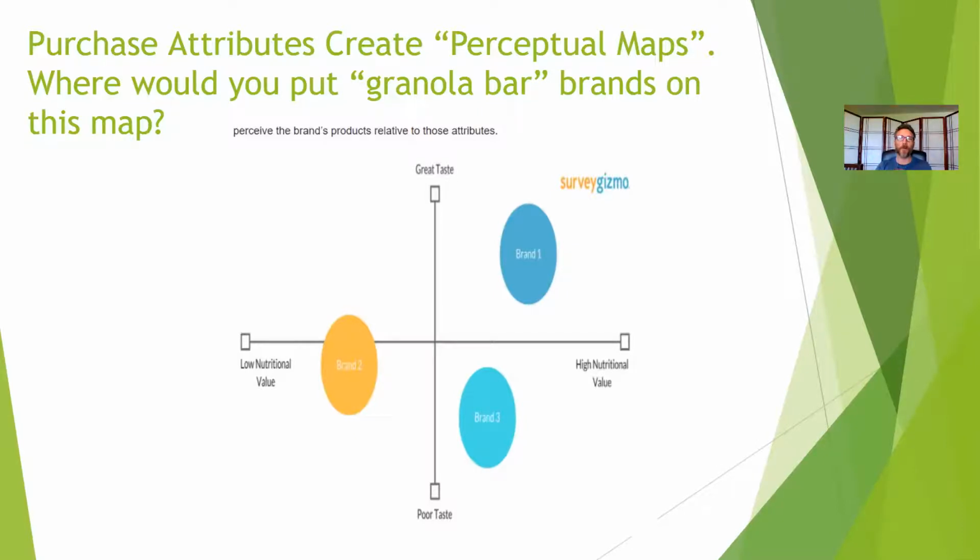What happens when you do the perceptual map work is you start getting a real good feel for where we sit in the marketplace vis-a-vis our competitors. And you might find some gaps, some opportunities.